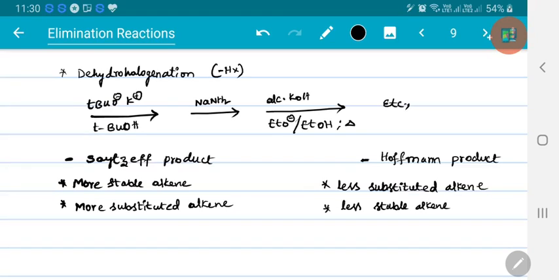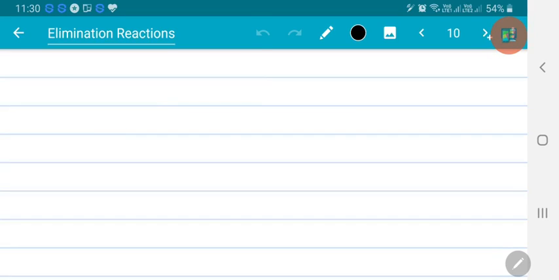But remember, generally the Saytzeff product is obtained, but in a few cases the Hofmann product is major. So let me check in which cases the Hofmann product is favored. That means the conditions favorable for the Hofmann product. So we are going to see the conditions favorable for the Hofmann product.